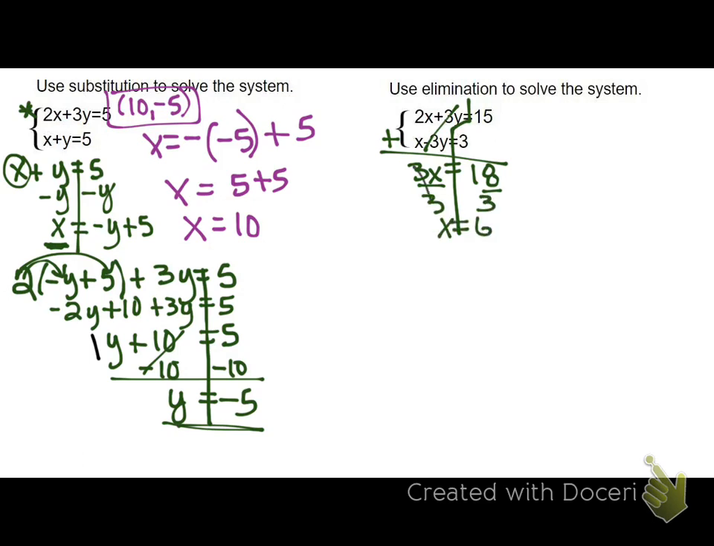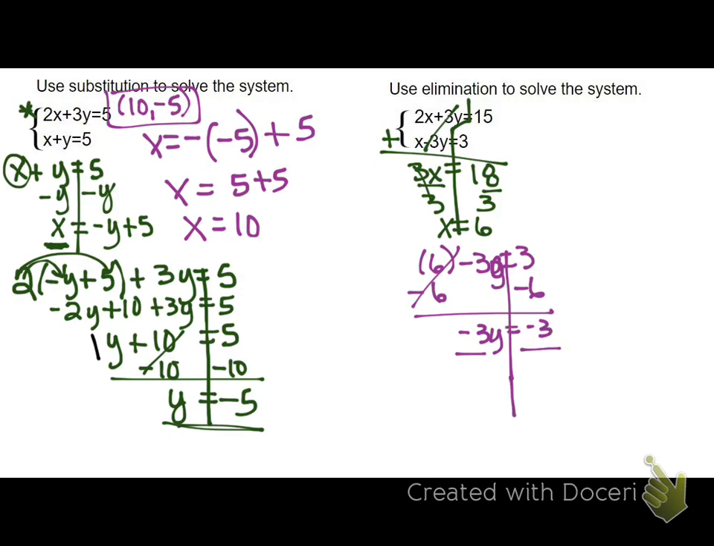Once I get x equals 6, I need to determine what y equals. So I substitute into one of the equations; it does not matter which, so the bottom. What do I substitute for x? 6. So I have 6 minus 3y equals 3. Go ahead and solve. Subtract 6 on both sides: negative 3y equals negative 3. Then divide, and y equals positive 1. So my solution is 6 comma 1. Good job.